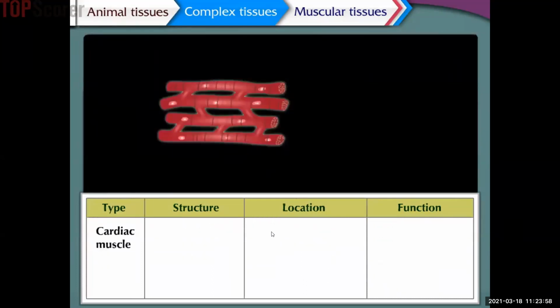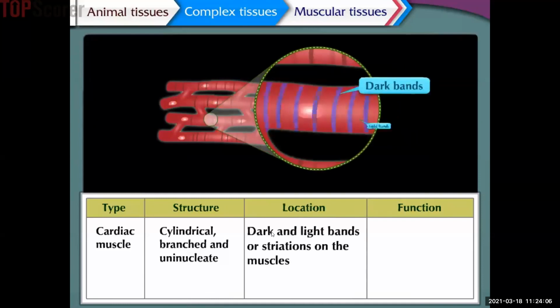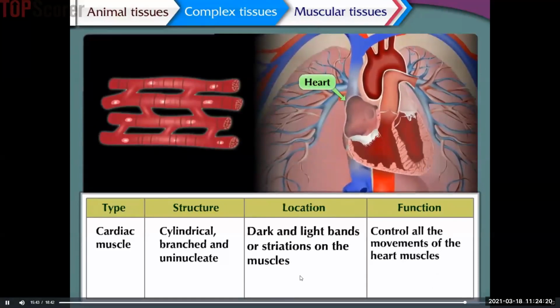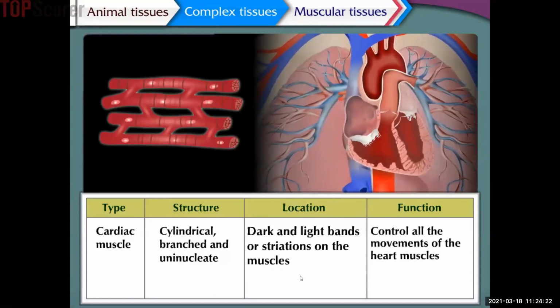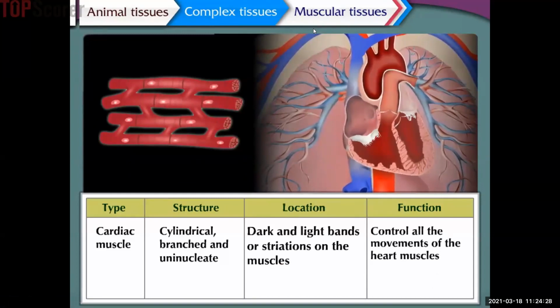Cardiac muscles. The cells in these tissues are cylindrical, branched, and uninucleate. There are dark and light bands or striations on these muscles. The heart is made of these muscles. Since we do not have control over the movements of these muscles, they are also called involuntary muscles. The muscles of the heart show rhythmic contraction and relaxation throughout life.